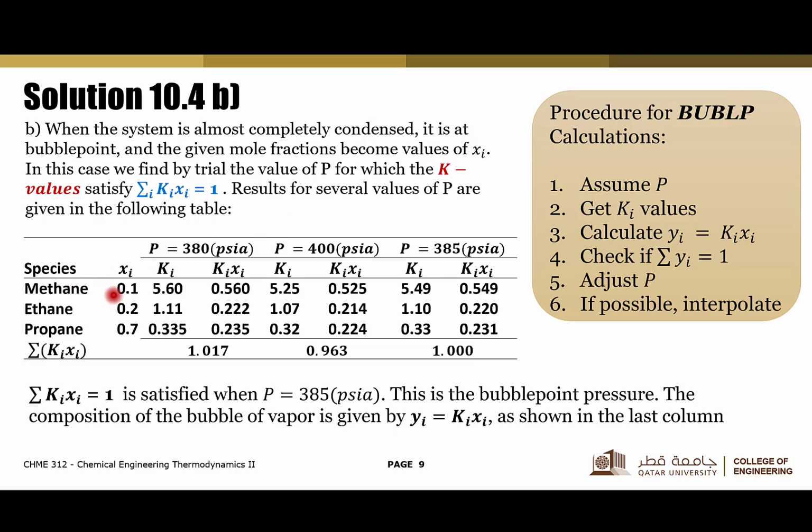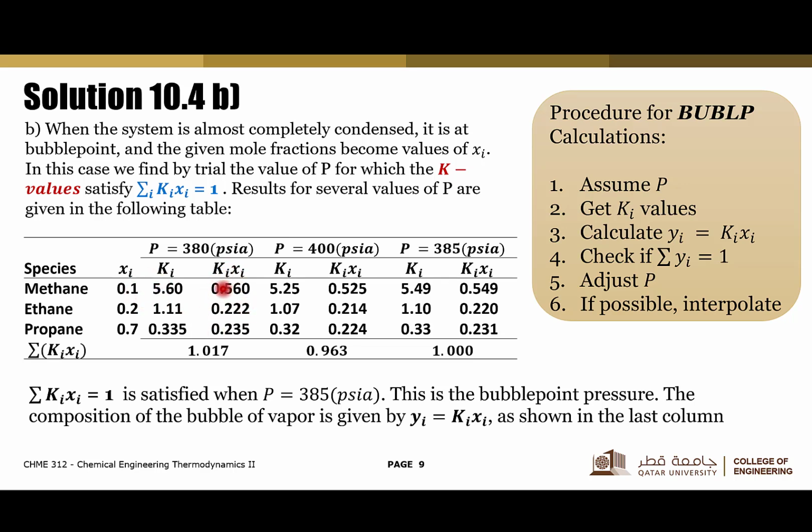In this case, because I want to find the bubble pressure, I'm assuming my mixture is in the liquid phase, and it's just starting to evaporate, just forming a bubble. So I don't know the composition in the vapor phase, but I know the composition in my liquid phase. So again, we assume pressures, in this case 380 and 400. We calculate the value of Y.